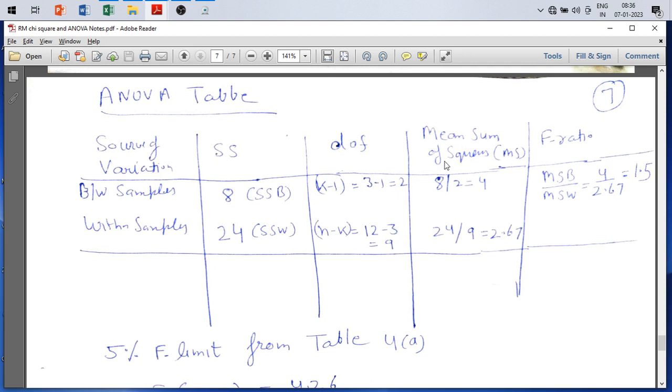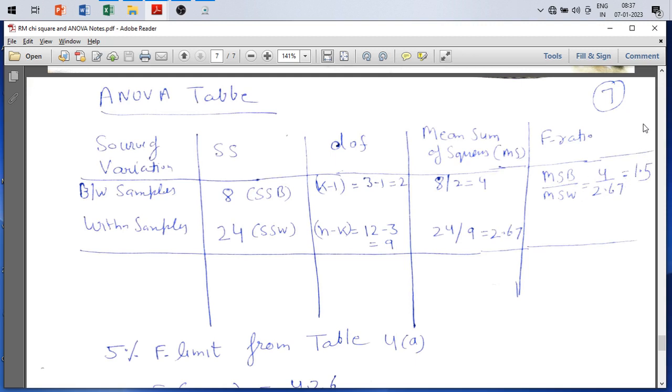Then we calculate mean sum of squares. So we divide sum of squares by the respective degree of freedom. So 8 by 2, that is 4. And here it will be 24 by 9, that is 2.67. So those are mean sum of squares. And after that we calculate the F ratio. Okay, that is defined as MSB over MSW. So this is mean sum of squares between groups divided by mean sum of squares within group. So it will be 4 divided by 2.67 equals 1.5.